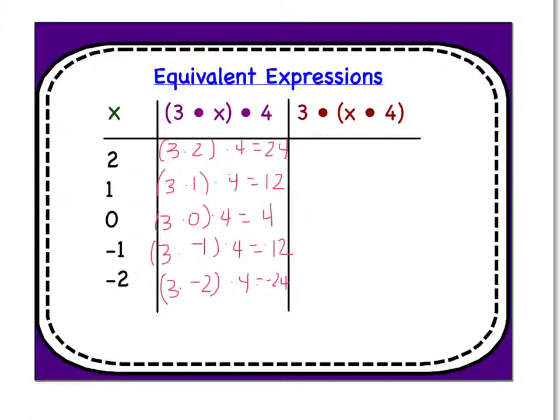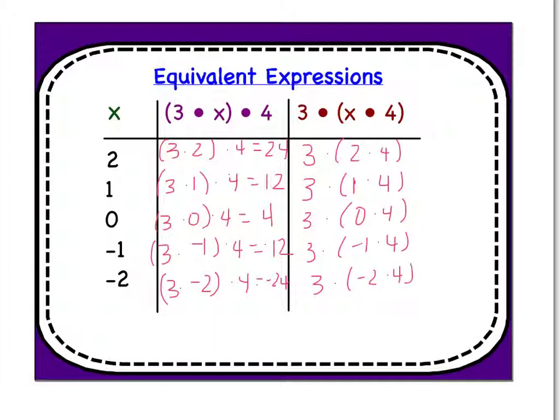Do the next one. We have 3 times 2 times 4, 3 times 1 times 4, 3 times 0 times 4, 3 times negative 1 times 4, and 3 times negative 2 times 4. 2 times 4 is 8, times 3 is 24, which matches. 1 times 4 is 4, times 3 is 12, which matches. 0 times 4 is 0.